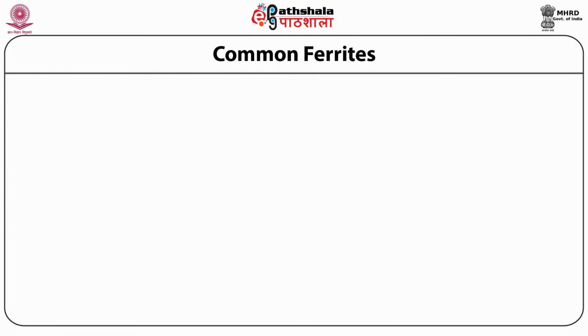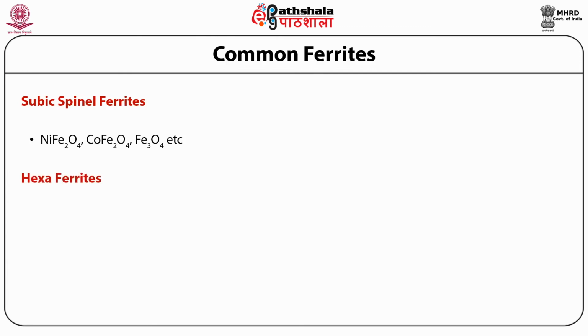Common ferrites. Basically, there are three important categories of magnetic ferrites. First is cubic spinel ferrites, for example NiFe2O4, CoFe2O4, and Fe3O4. Second is hexagonal ferrites, for example BaFe12O19. Thirdly are the garnets, for example R3Fe5O12. So students, we will be discussing all these ferrites one by one.